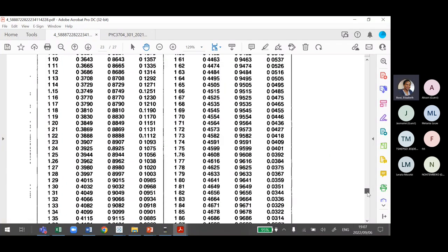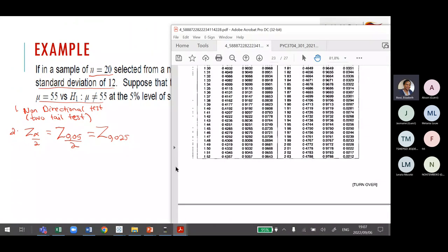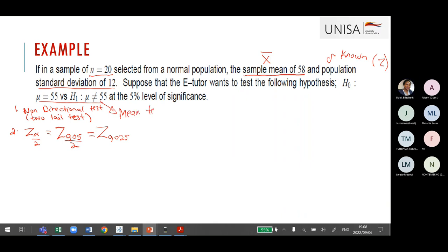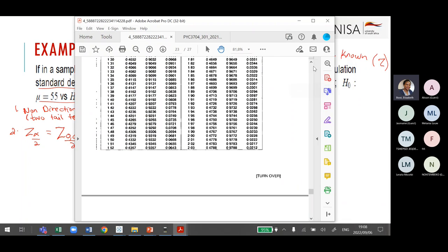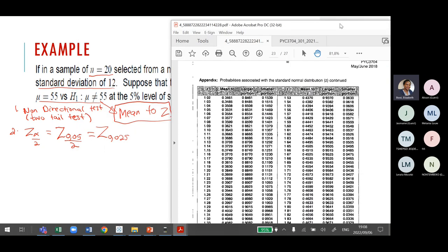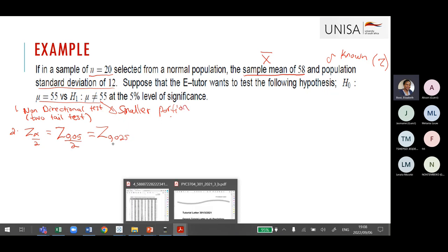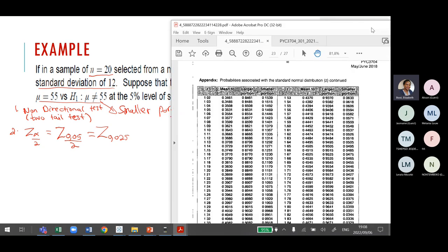Because I know that the critical value for 0.025, and since it is a two-sided test, we need to use the mean to Z probability. So if I go to the table and look at mean to Z, it's the second column. You look at the smaller portion, not the mean to Z. Looking at the smaller portion, we need to find this value, 0.025.